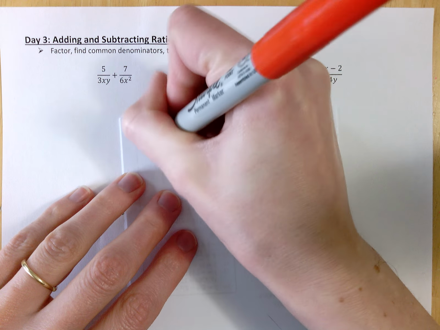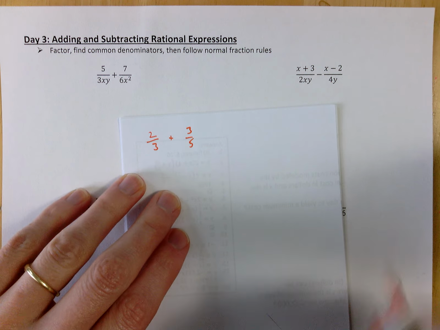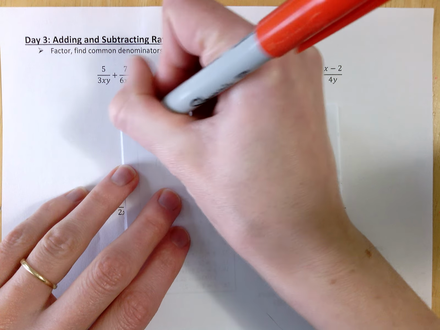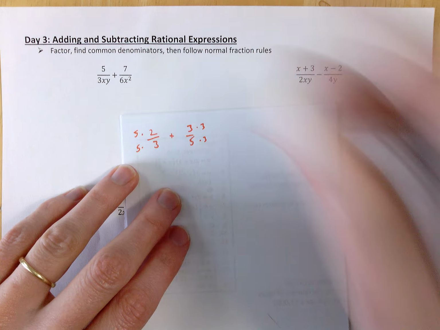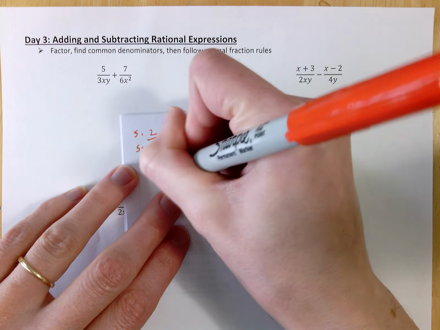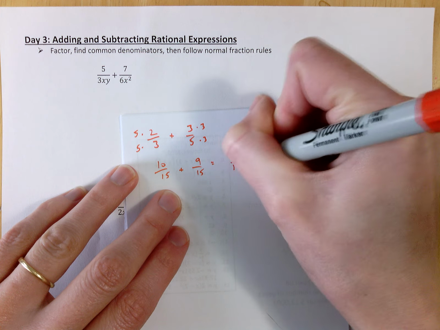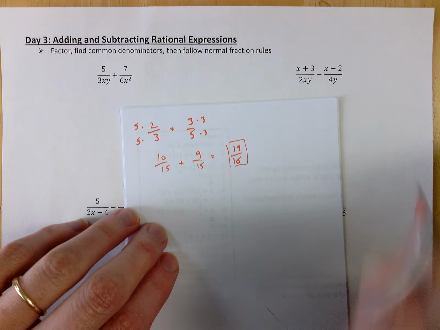So if I want to add 2/3 and 3/5, the first thing that you have to do is figure out what your common denominator is, which in this case would be 15. So I would multiply this guy by 5 top and bottom. I'd multiply this guy by 3 top and bottom. So I'd have 10 over 15 plus 9 over 15. And that's where you get your answer from. Okay, so that wasn't too bad.